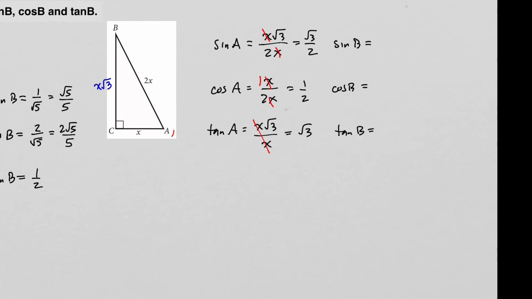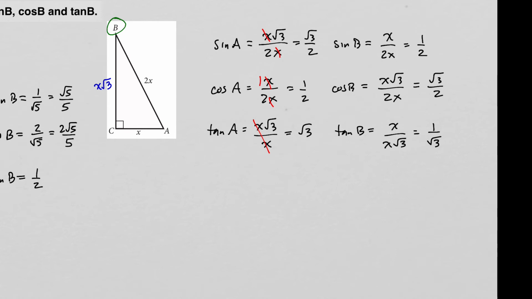Now let's focus on angle B. Angle B is up here. Sine of angle B is the opposite side, which is x, divided by the hypotenuse, which is 2x. And again, canceling the x, you get 1/2. Cosine of B is the adjacent side divided by the hypotenuse, which is x square root of 3 divided by 2x. Cancel the x to get radical 3 divided by 2. And finally, tangent of angle B is opposite over adjacent, which is x divided by x radical 3. And in this case, this is 1 over radical 3.